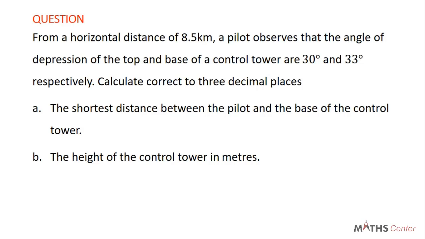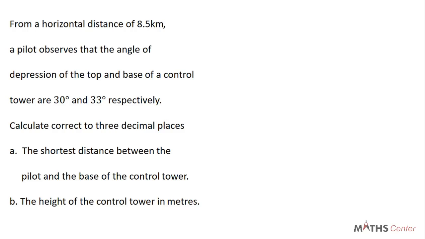From a horizontal distance of 8.5 kilometers, a pilot observes that the angle of depression of the top and base of a control tower are 30 degrees and 33 degrees respectively. Calculate, correct to 3 decimal places, A, the shortest distance between the pilot and the base of the control tower. B, the height of the control tower in meters. Okay, so a diagram was not given to us, so we have to draw our own diagram for this question.